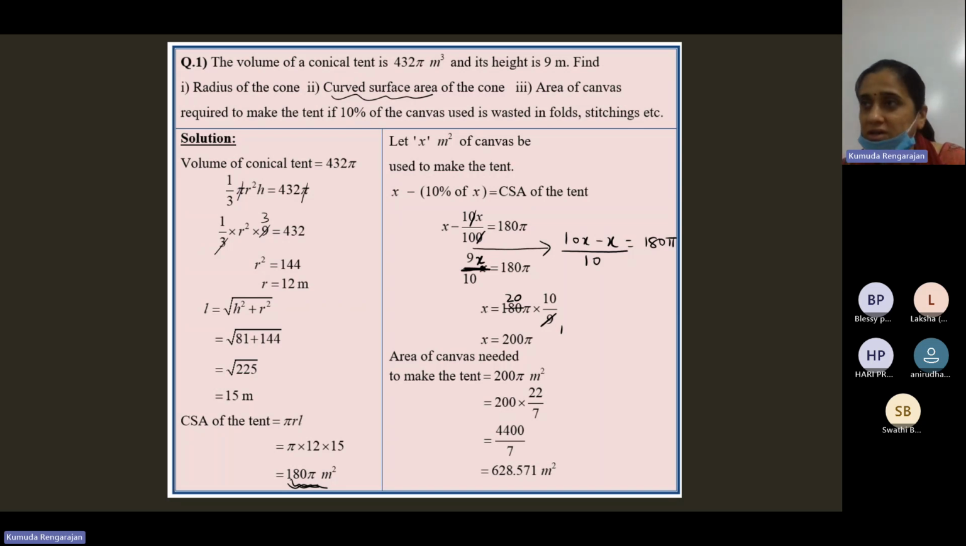But when you're working further, this is another important thing: for further calculation, always use the fraction. Don't use a decimal value. Now let us find what 180 into 22 by 7 is. If you get the decimal value, 180 into 22 divided by 7, the decimal values are non-repeating, 565.71428, and it goes on like that.